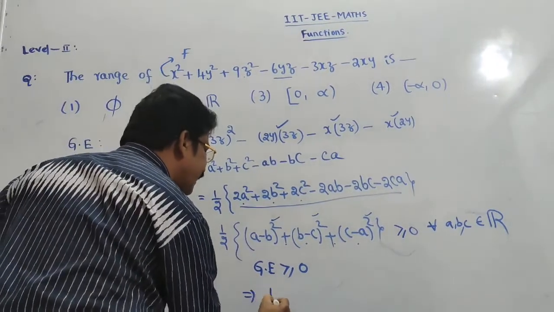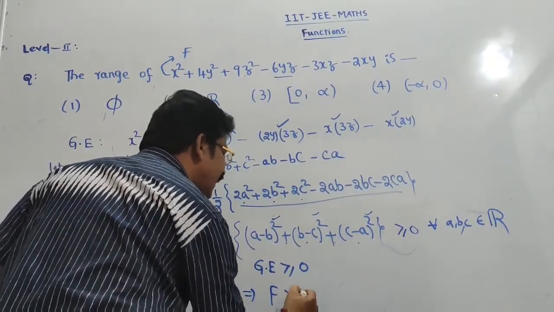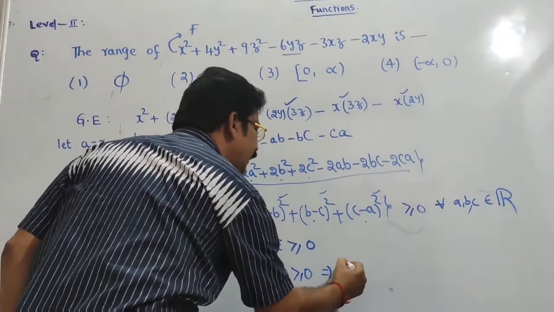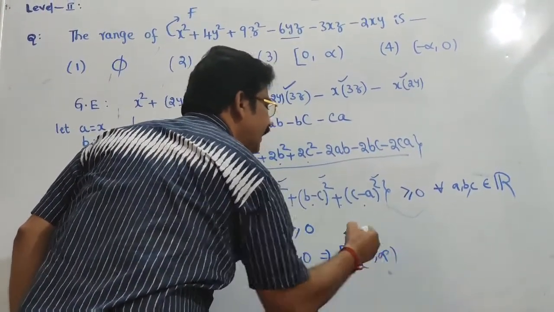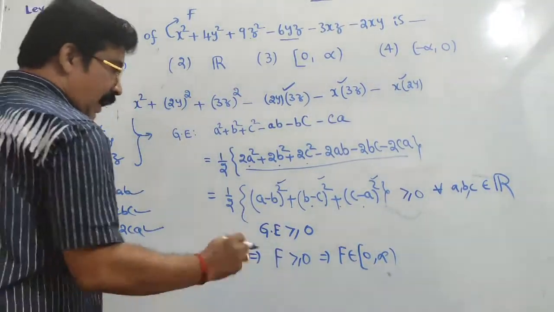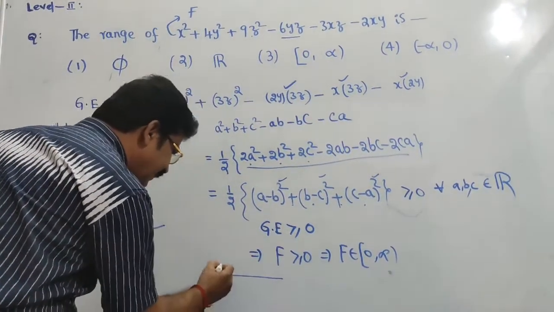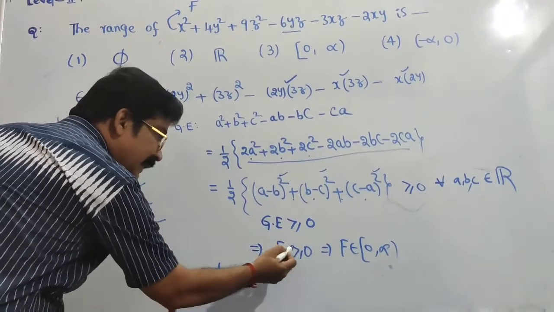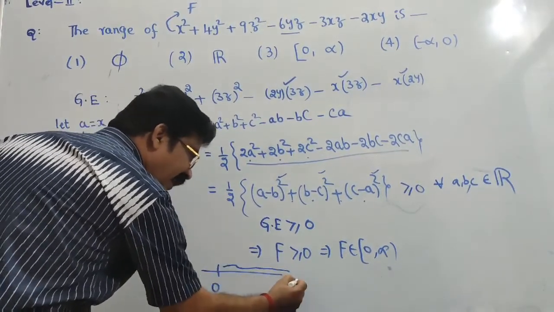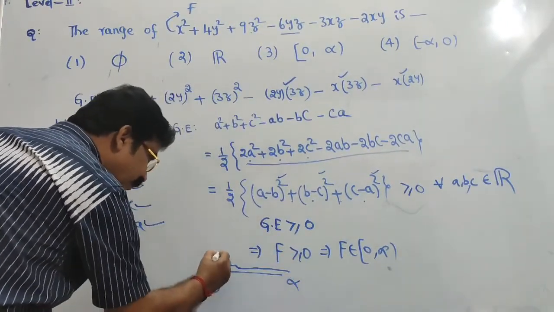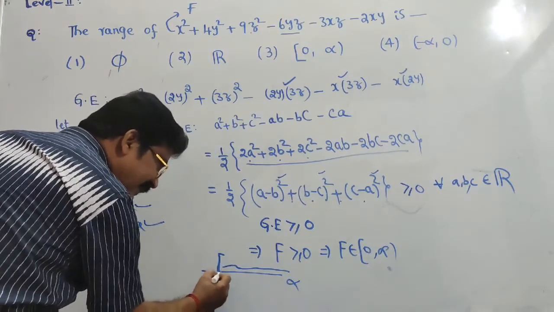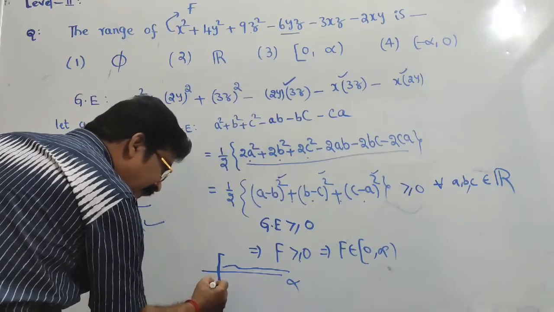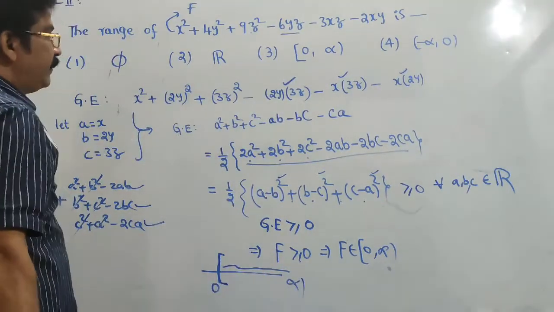So that implies capital F should be greater than or equal to 0. That means capital F belongs to the interval [0, infinity). How? This is the real line. It is 0. Greater than 0 means this area up to infinity. Equal to means we are taking a closed interval. Therefore, that's why it is the interval [0, infinity).